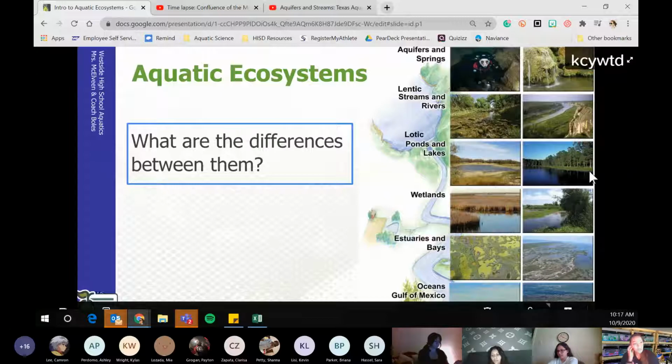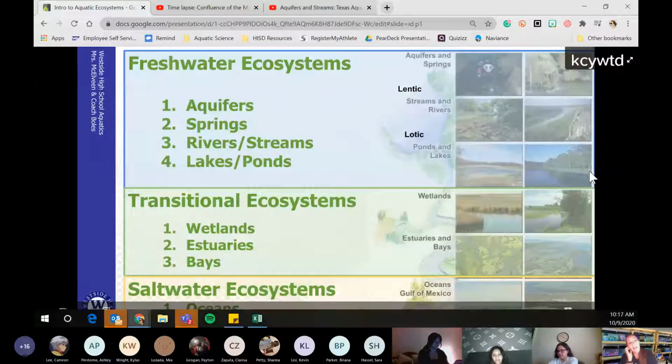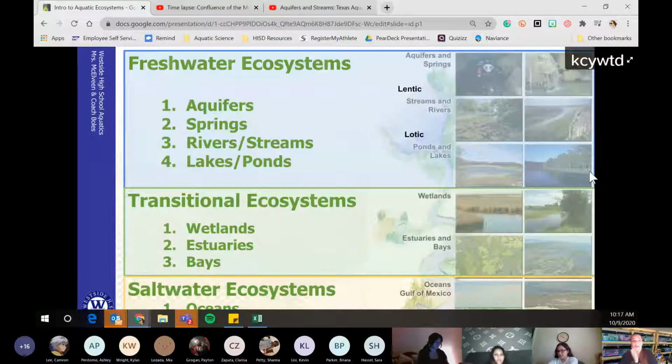All right, so the difference is we listed a lot of great things. I'm going to move on to the next slide. I separate out these ecosystems into 3 different categories. If you would like to write this down, please do so. Freshwater ecosystems include aquifers and springs. I guess I could have put aquifers / springs because they're connected to each other. But aquifers, springs, rivers and streams, lakes and ponds are freshwater ecosystems.